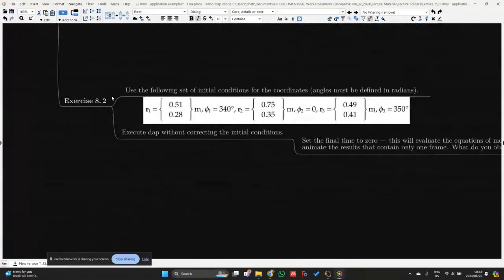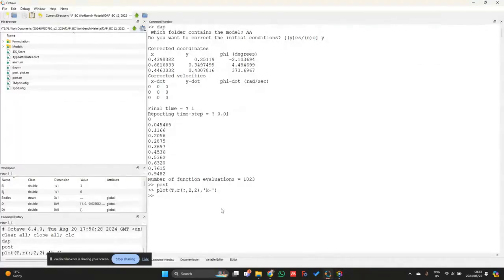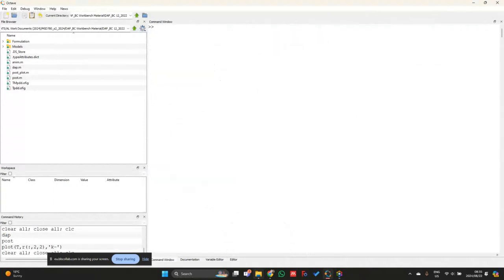Okay, so then for exercise 8.2, we can use the following set of initial conditions for the coordinates, and we still define the angles in radians as always. In this case, these are considered incorrect initial conditions. And then they tell us to execute DAP without correcting the initial conditions. So let's perhaps do that. So I'm just first going to say over here, clear all, close all, clc.